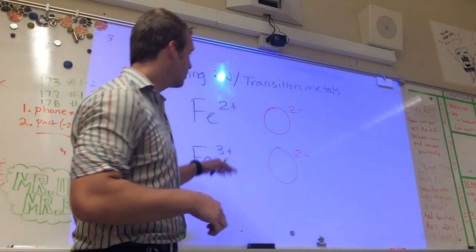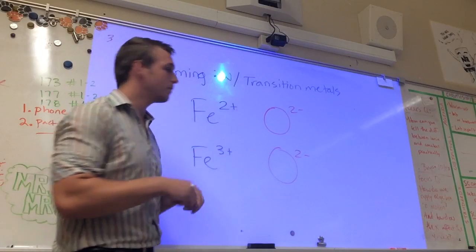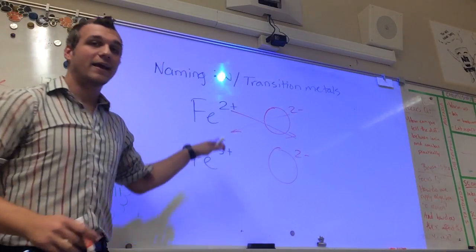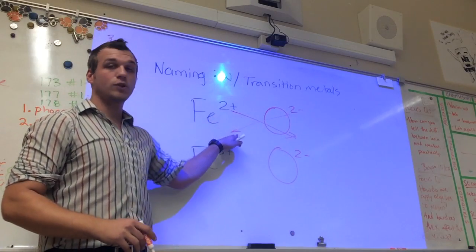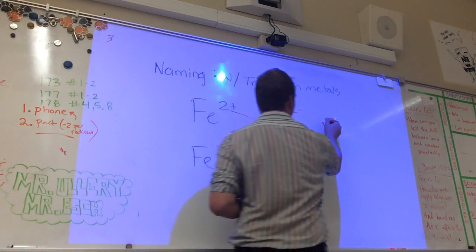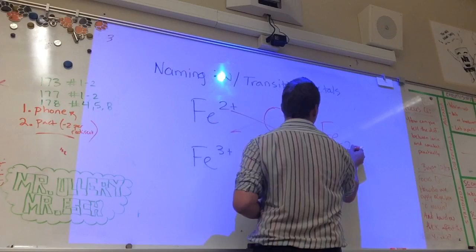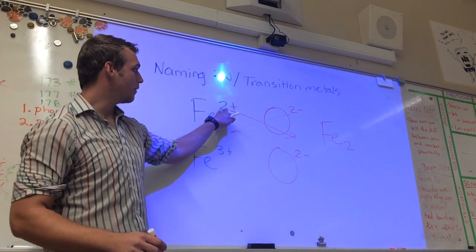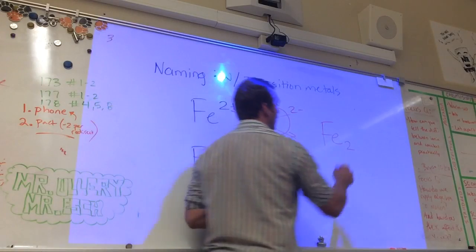If you need more information about that, please see the video titled Ions, and that will help you out with that. Okay? So when you crisscross this first one, you get Fe, and the 2 comes down. So this is Fe2, because the 2 came down, okay? And then this 2 goes on the other side of oxygen.